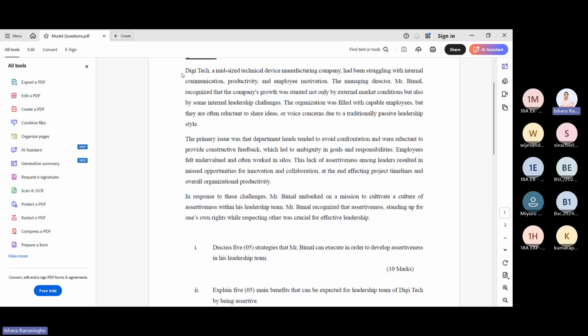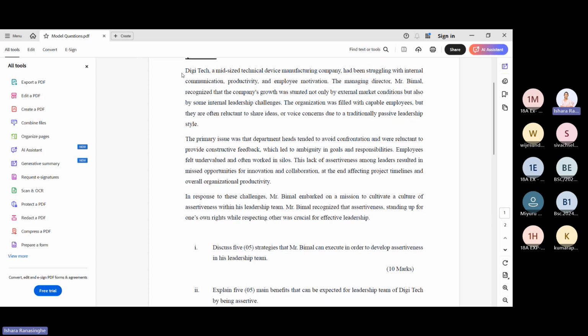For an example, if we consider the first point, it's saying, if we want to improve our assertiveness, we need to encourage clear communication. Then you can suggest a strategy to Mr. Bimal as this, Putha: encourage open communication and active listening within the organization. One strategy. Especially targeting the HODs or the leaders of the organization.